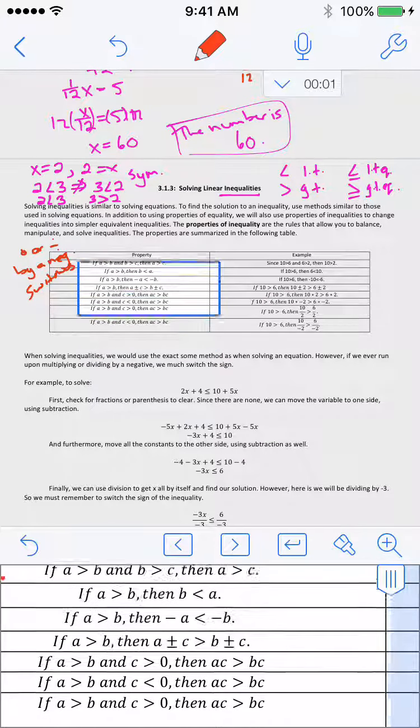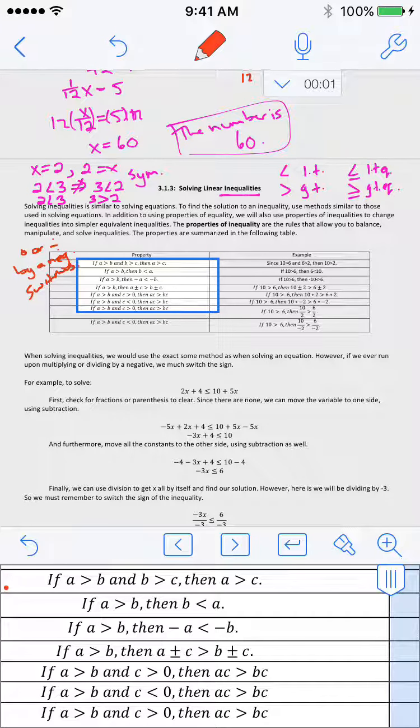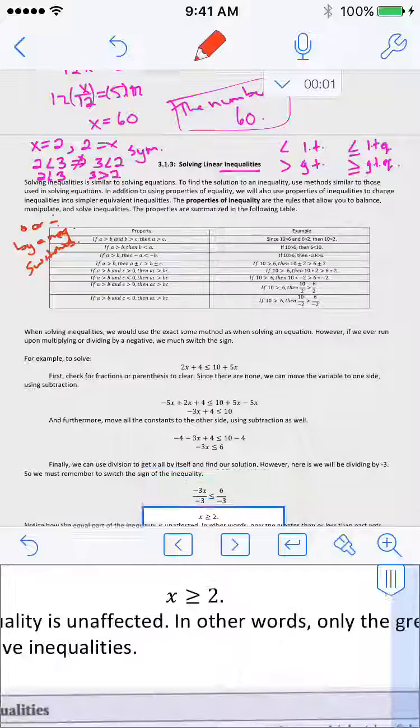So what these rules state, the first 4 of them, are basically saying the same thing. All the properties of equality still apply, as they do with equations. But when you get to the multiplication property and the division property, if you are multiplying by a negative, then you must switch the sign. If you are dividing by a negative, then you must switch the sign. That is not for every single multiplication or every single division. It is only for those that are negative numbers. So let's take a look at that.